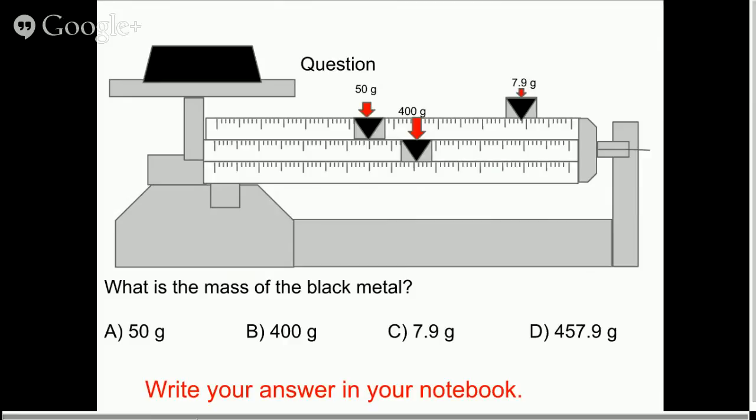Okay, if we were measuring this in class, the mass of this metal would be all of these added up together. So it would be 457.9 grams.